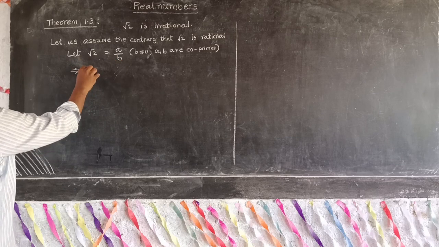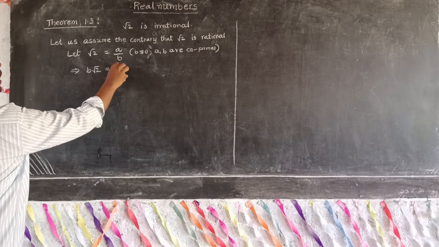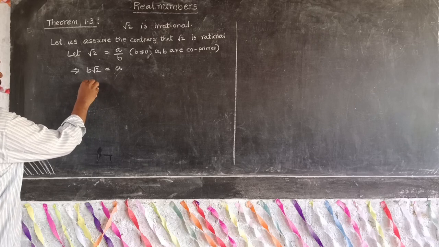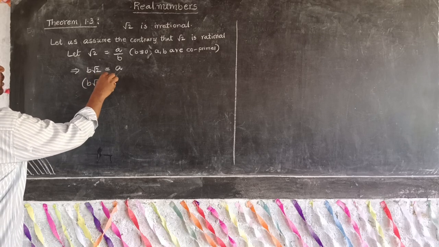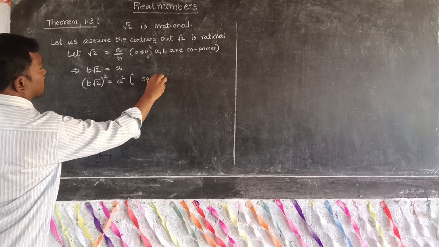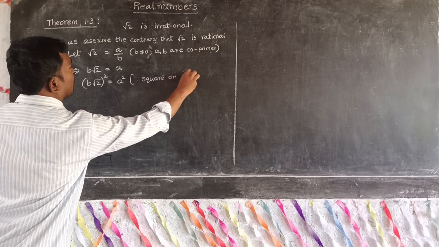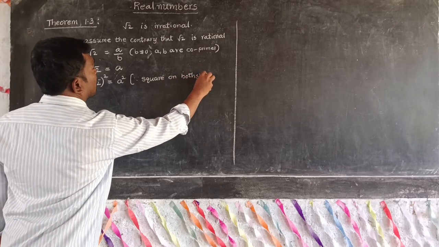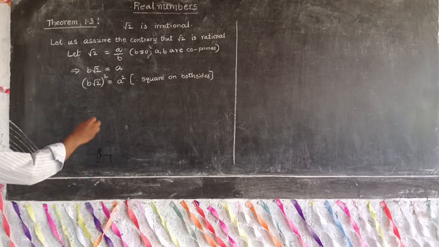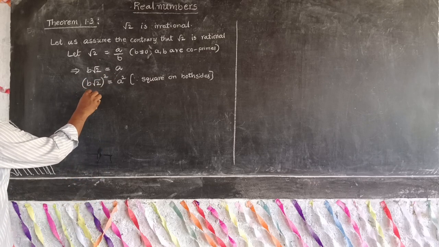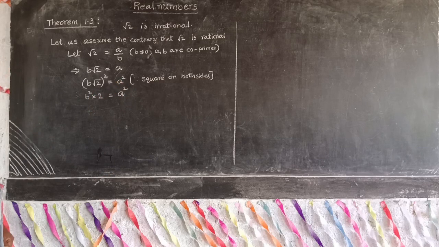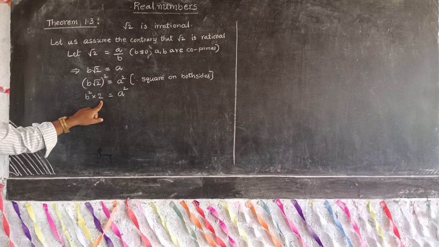Transposing b to the LHS, b root 2 equals a. Next, square on both sides: (b root 2) whole square equals a square. Next, b square into root 2 whole square, that is 2, equals a square. So a square equals b square into 2.